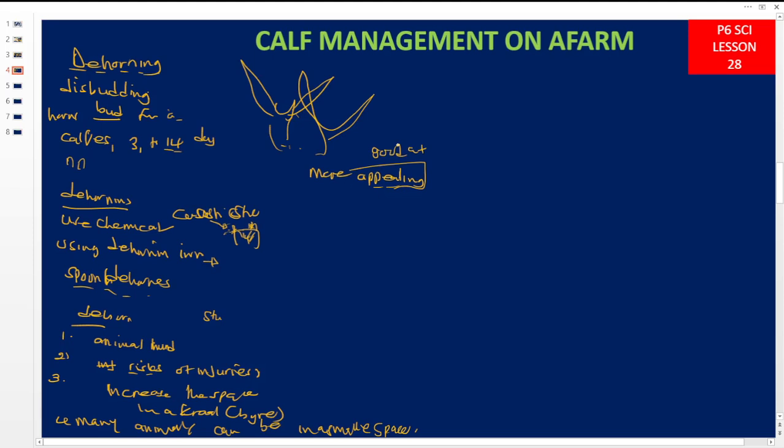We've said dehorning is the practice of removing horns from the calves, and there are 3 methods we can use. We can use the chemicals, we can use the dehorning iron, we can use the spoony dehorners. And why do we need to dehorn? In order to increase space in a kraal, to reduce the risks of injuries, and also to keep the remaining animals in a smaller space. And then these animals are easy to manage or to handle. Are we still together, my dear learner?